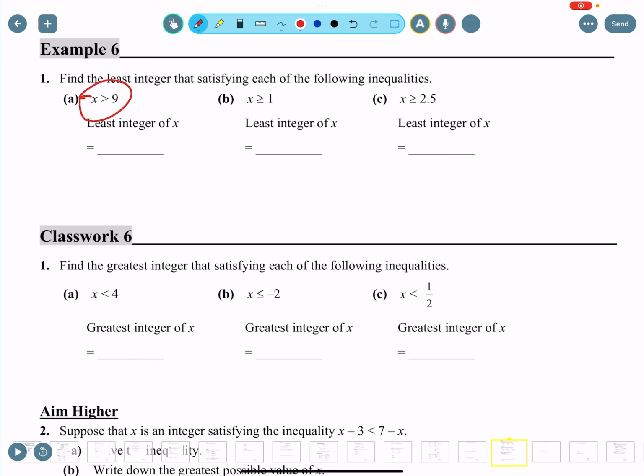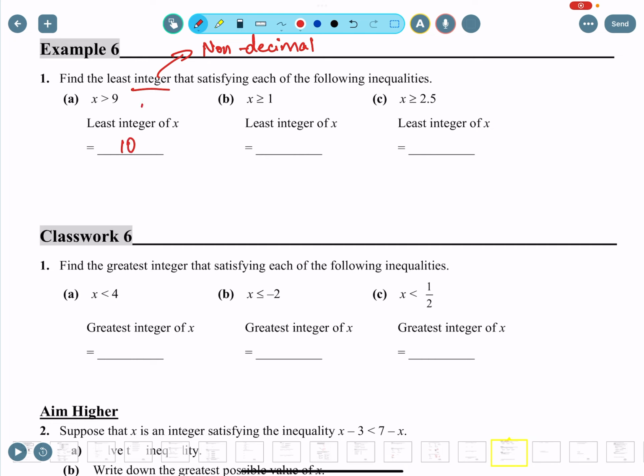So over here in this question, you can understand that x must be greater than 9. The lowest integer means non-decimal. So basically normal numbers like 1, 2, 3, 4, and 0, right? Those are integers. 1 over 2 is a fraction, it's not an integer. 1.2 is a decimal, it's not an integer, okay? So the lowest one you can think of within the range of x greater than 9 is 10.